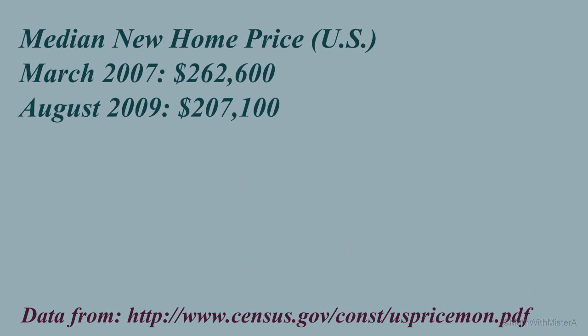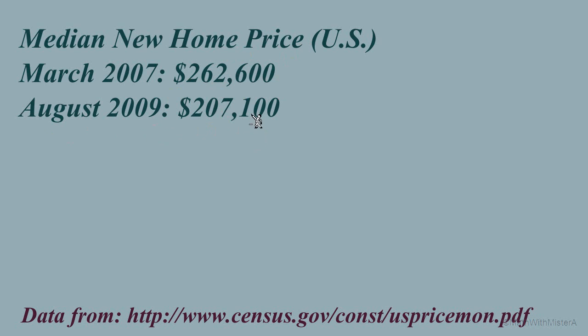Let's go through one more example of calculating absolute change and relative change. In this case, we're looking at the median new home price in the United States. In March 2007, it was $262,600. In August 2009, it was $207,100. First, the absolute change.